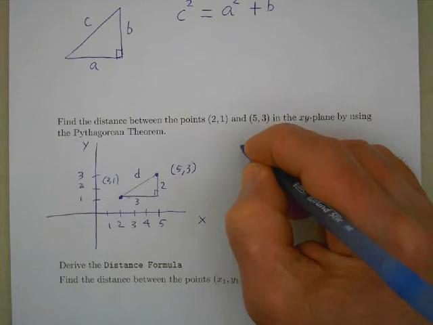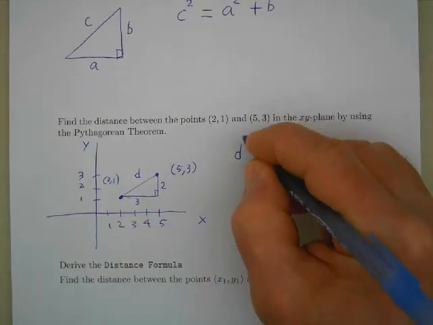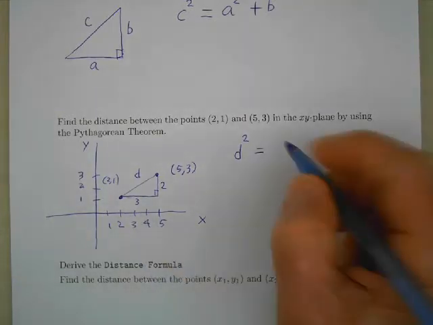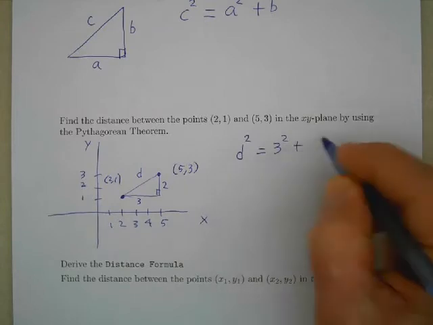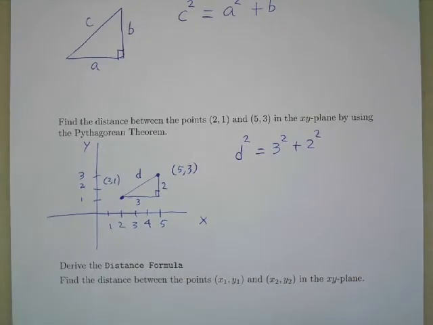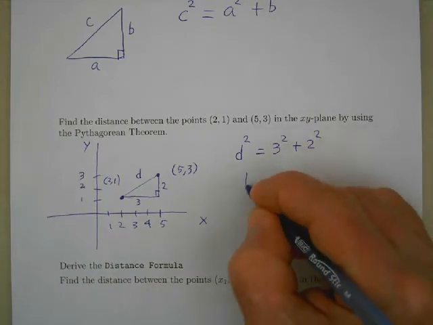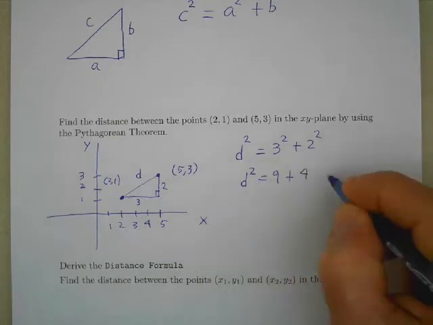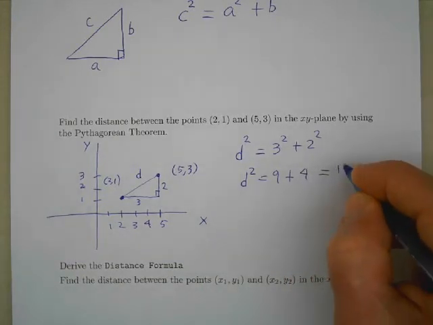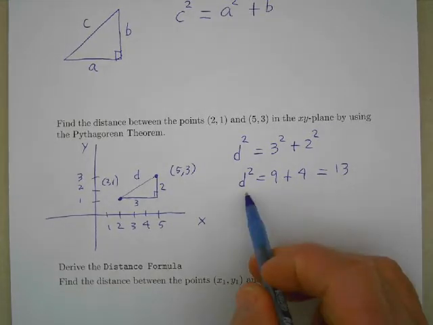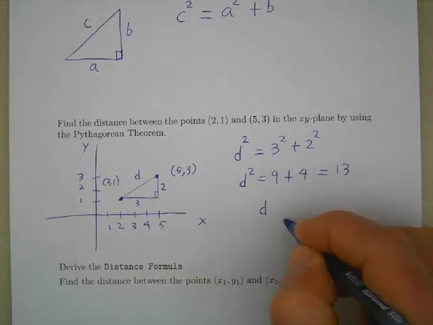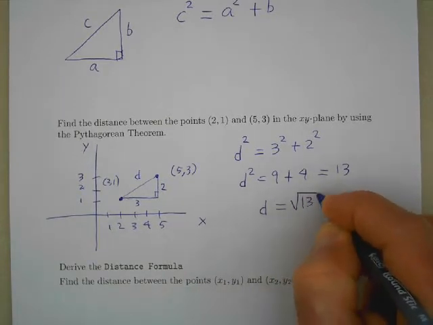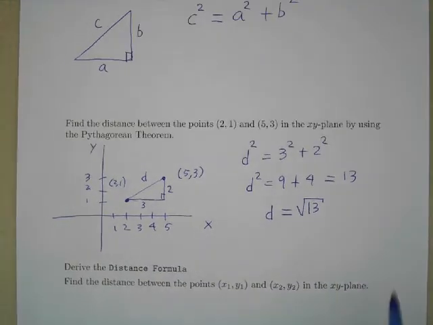And then we can say the length of the hypotenuse squared is equal to the sum of the squares of the lengths of the two legs. And then we'll do a little bit of arithmetic. 3 squared is 9, 2 squared is 4, and 9 plus 4 is 13. So for the distance, we just take the positive square root. The distance is equal to the principal square root of 13. So that is the distance between those 2 points.